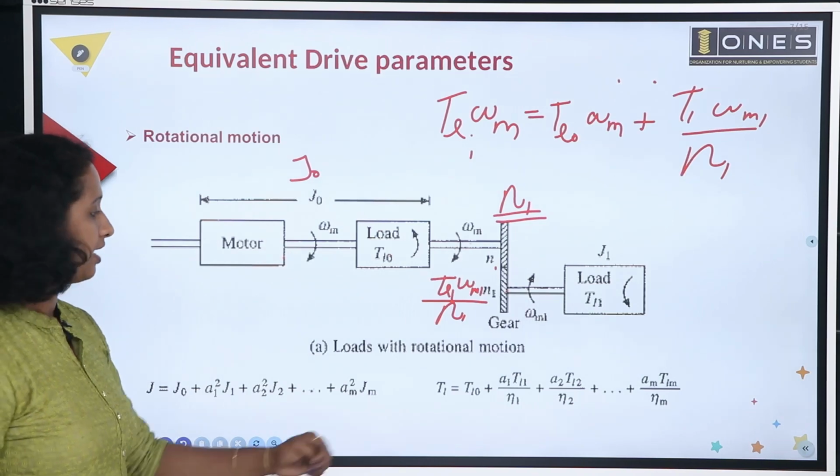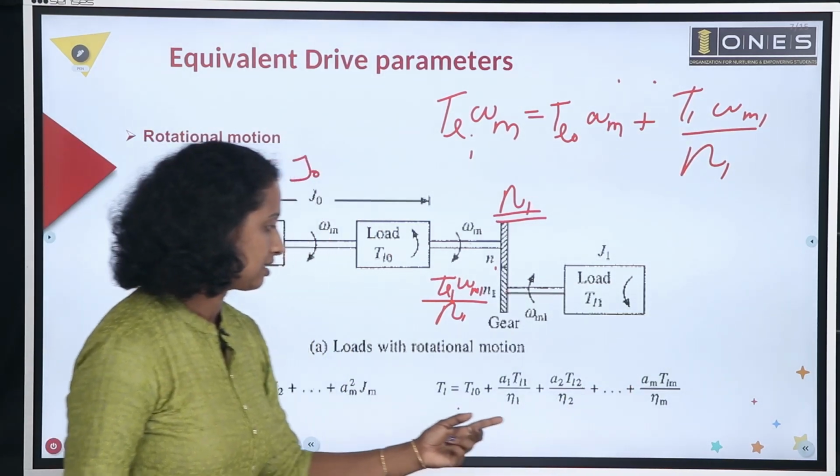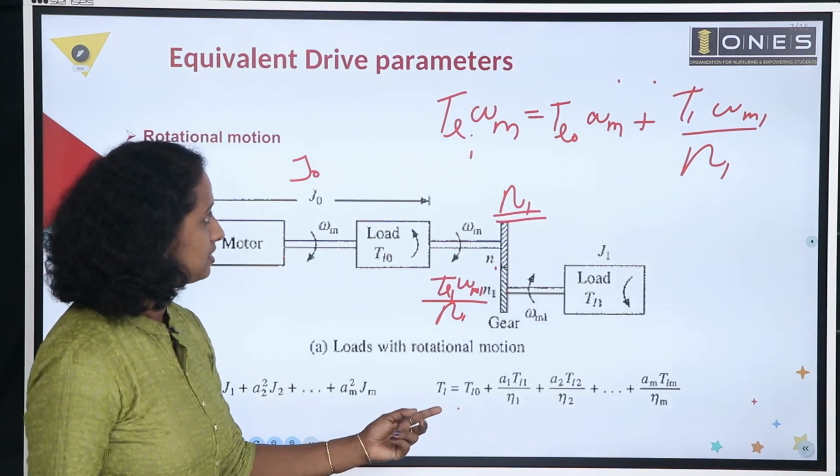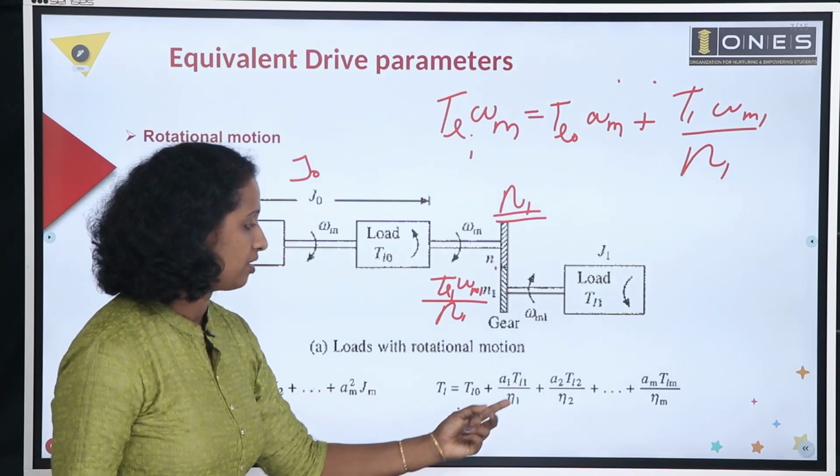By rearranging that you will get this final equation. In this case m loads are connected. M loads are connected here. TL is equal to TL0 plus A1 TL1 by eta1.